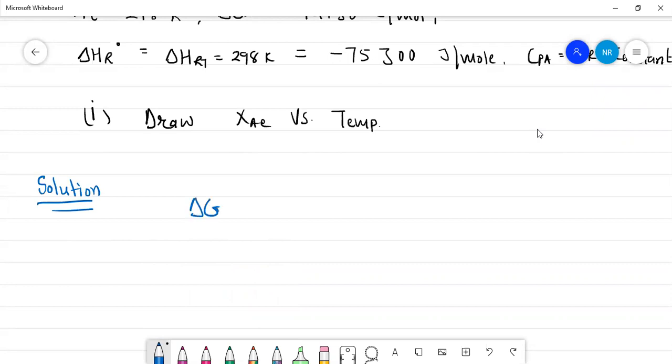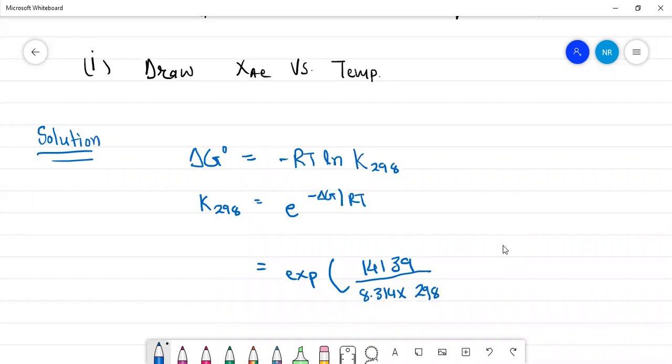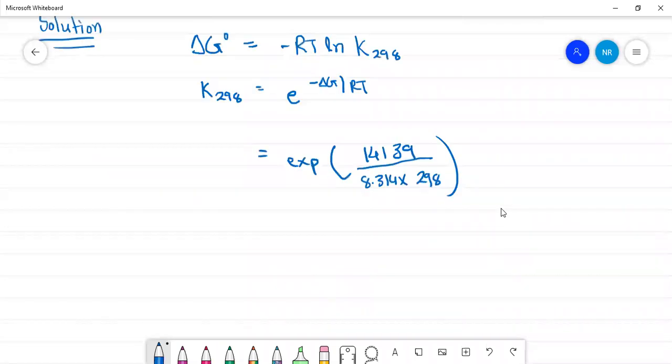Delta G at 298 Kelvin will be minus RT ln K at 298 Kelvin. So K at 298 Kelvin will be exponential of minus delta G divided by RT. So exponential of 14,130 divided by 8.314 multiplied by 298. So we'll get the value of K at 298 equal to 300.